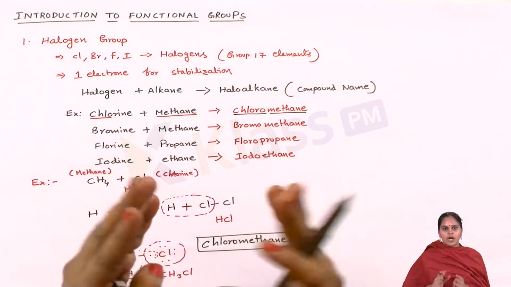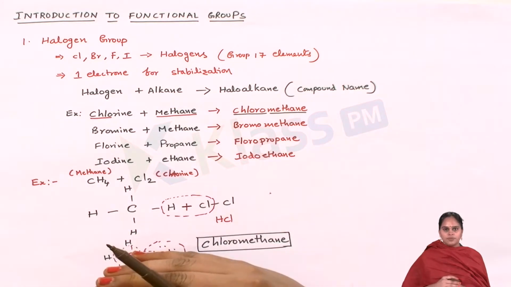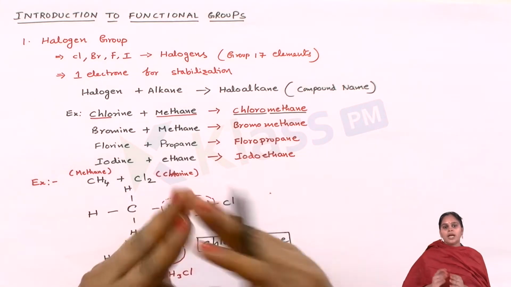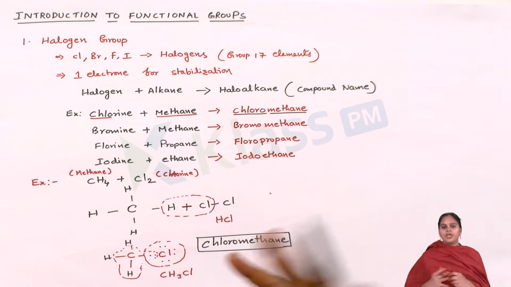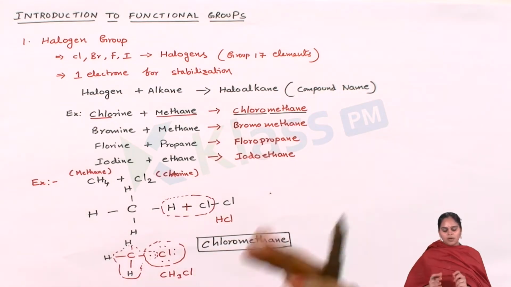While writing the name, you have to follow the alphabetical order. So whichever is coming, if suppose butane and propane are there, you have to write butane first. Butene or butane, whatever it may be, you have to follow the alphabetical order.